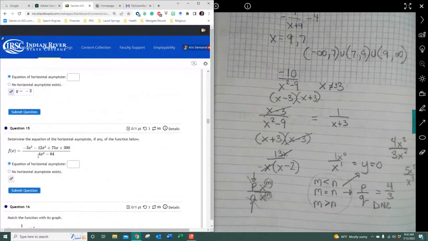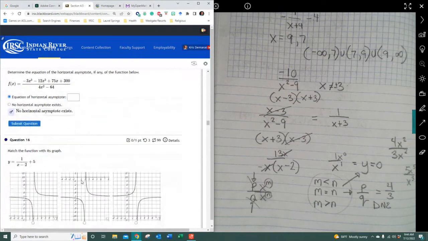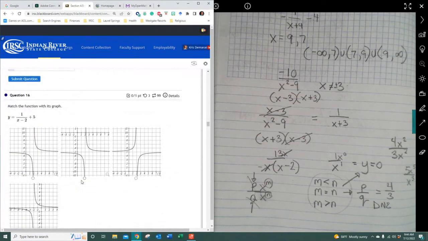So determine the horizontal asymptote. This is 3, this is 2, this is greater than this, so it does not exist. No horizontal asymptote. Pretty simple.